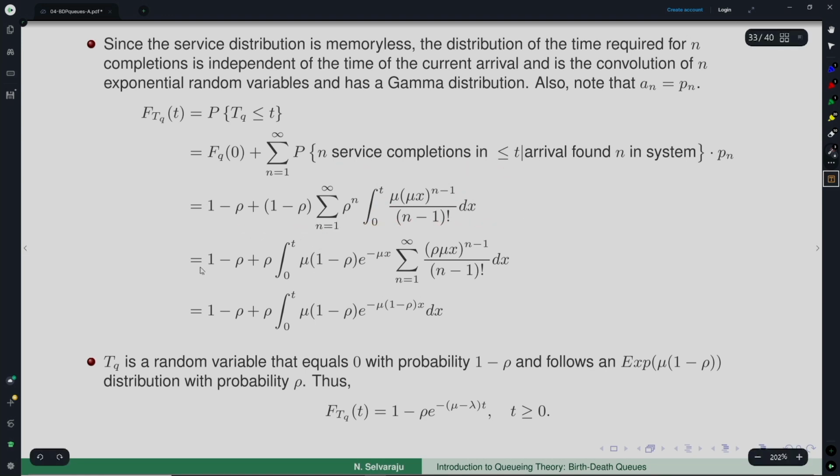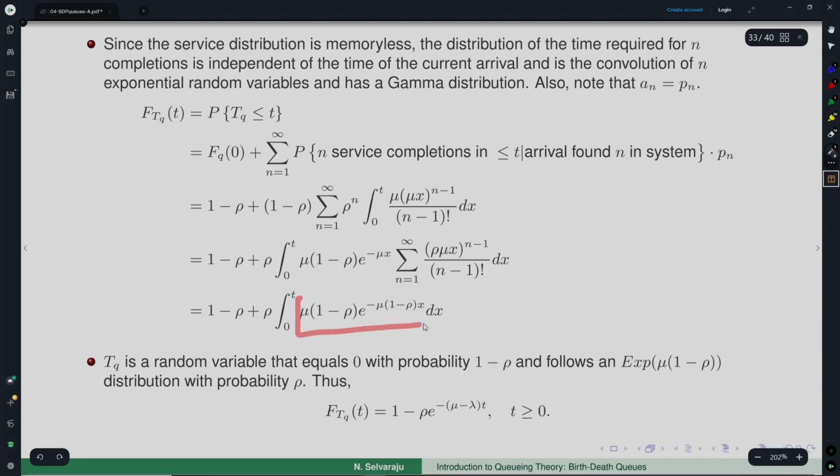Now what one can do: this 1 minus rho and this mu I write here. The 1 minus rho I will take out, and the remaining rho I will push inside. So I will get rho mu x to the power n minus 1 by n minus 1 factorial. This is a series that sums to e to the power rho mu x. Now you plug that in with e to the power minus mu x, so you will get this quantity.